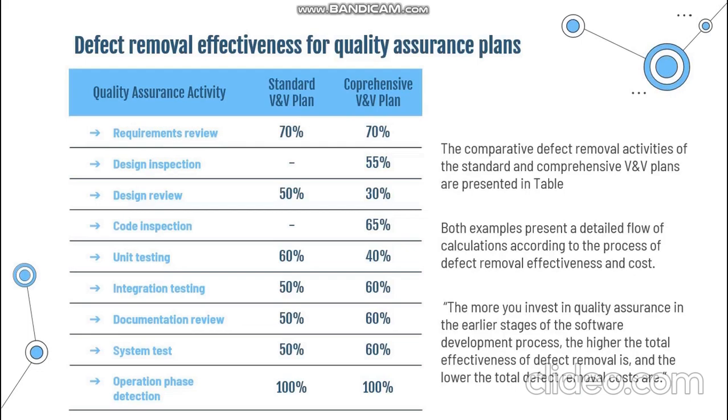So, we can say that if you invest in quality assurance in the earlier stage of the software development process, you will get a higher total effectiveness of defect removal and a lower total defect removal cost. So here you also can see there is an absence of important activities in the standard VV plan. Those important activities are design inspection and code inspection.